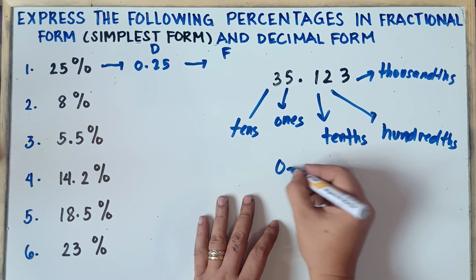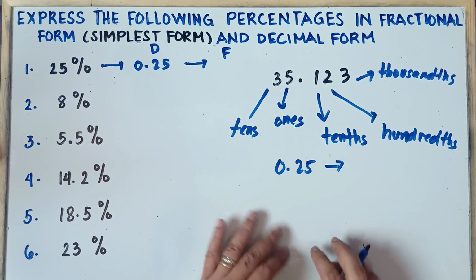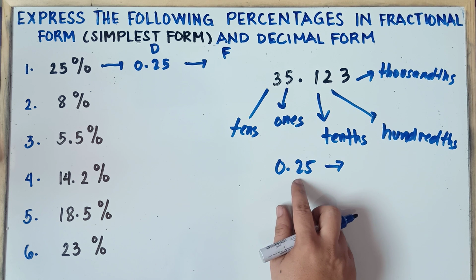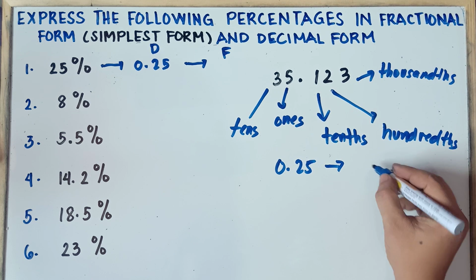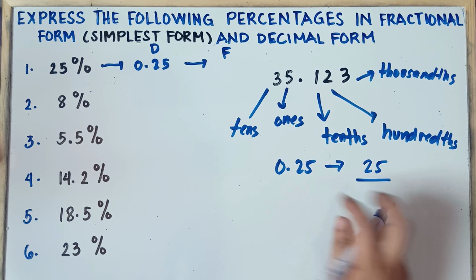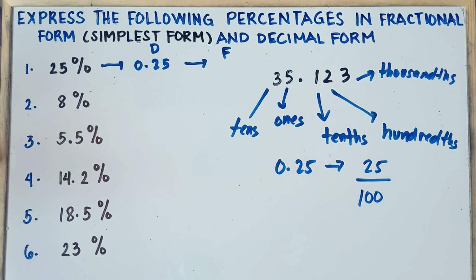Therefore, if this is 0.25, to convert this into fractional form, count the place value, class: tenths, hundredths. Therefore, there would be 25. Copy 25 over tenths, hundredths, over 100. Simple as that, class. 25 over 100. Just simply count the place value.